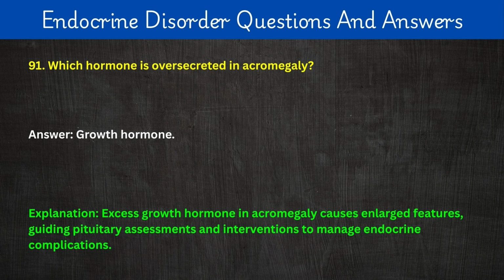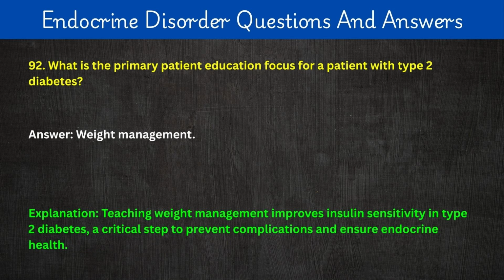91. Which hormone is oversecreted in acromegaly? Answer: growth hormone. Explanation: excess growth hormone in acromegaly causes enlarged features, guiding pituitary assessments and interventions to manage endocrine complications. 92. What is the primary patient education focus for a patient with type 2 diabetes?